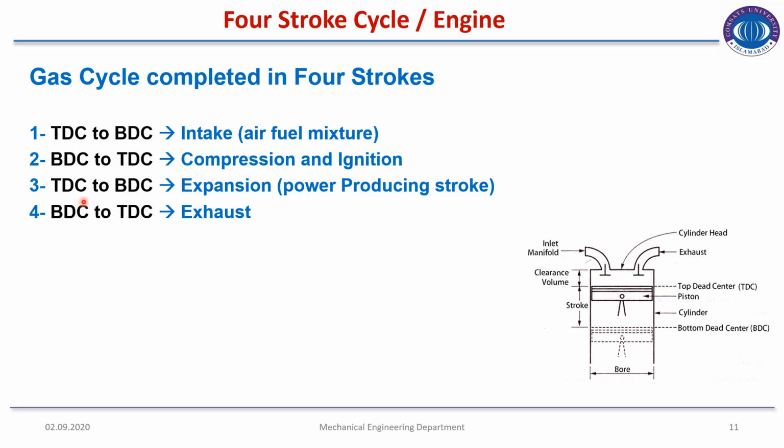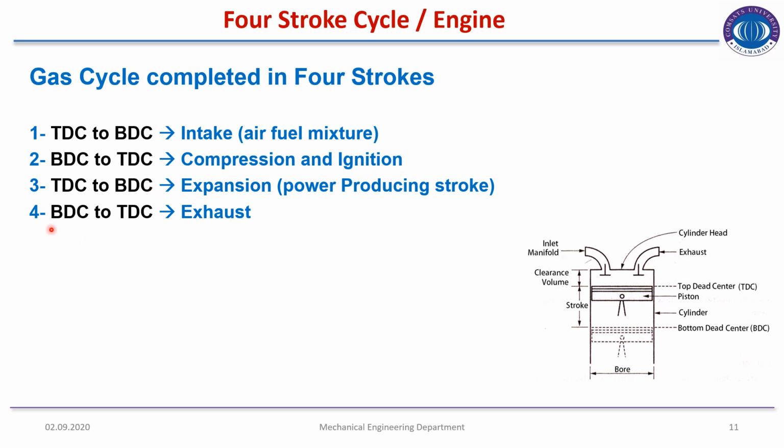We have briefly discussed the four-stroke cycle and engine as well. A four-stroke cycle is completed in four strokes. In the first stroke, it is the intake. Air fuel mixture is taken in, and the piston motion is from top dead center to the bottom dead center. Then compression and ignition: the piston will move from bottom dead center to the top dead center. It will compress the working fluid, and at the end there will be an ignition. The third is the expansion or power producing stroke, or power stroke, in which the piston again moves from top dead center to the bottom dead center.